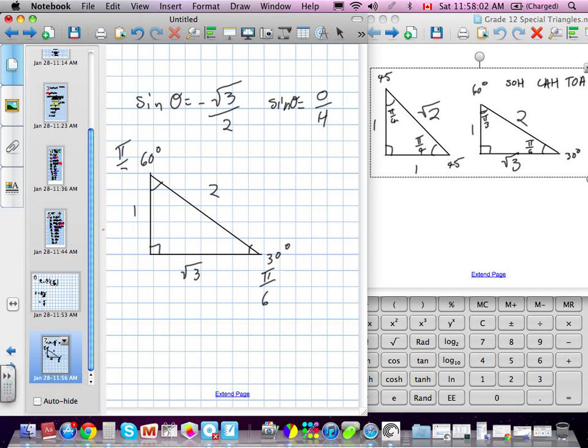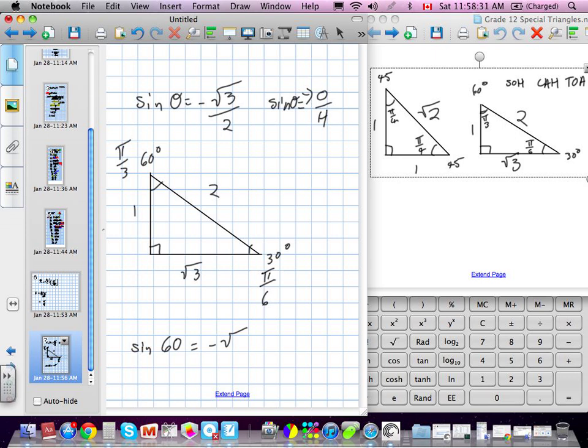If we're dealing with negative, sine is opposite over hypotenuse. So we're talking about opposite over hypotenuse. Opposite side will have to be the root 3. So we're talking about our 60 degrees, right? So we're talking about sine 60. Sine 60 is equal to, and now it's a negative root 3 over 2.